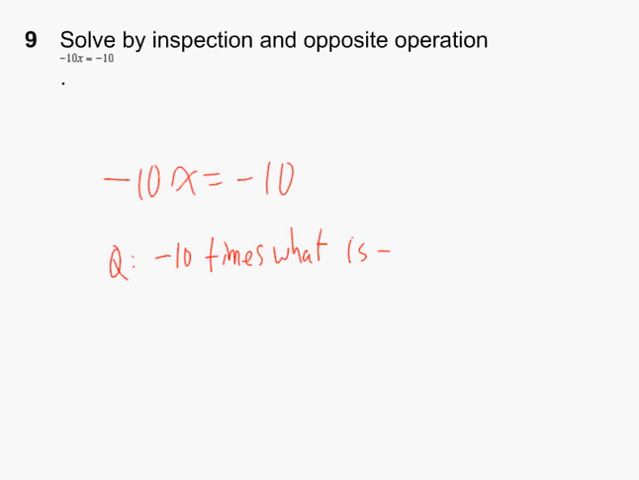In the next one, solve by inspection. So negative 10x equals negative 10. And really, this one's quite easy. By inspection, the question you're going to ask yourself is negative 10 times what number is negative 10? And that's really just a basic grade 4 question when we learned multiplication by 1. Any number times 1 is itself, so therefore x must be 1, because negative 10 times 1 would be itself, negative 10. When I use opposite operation, I'm going to divide both sides by negative 10 to create that zero opposite operation, and negative 10 divided by itself is positive 1.